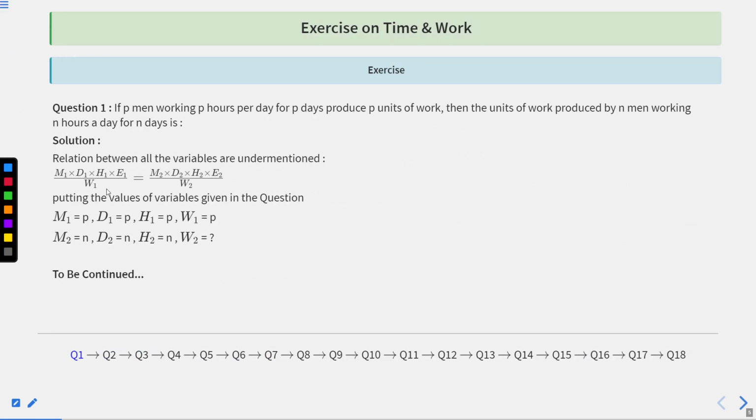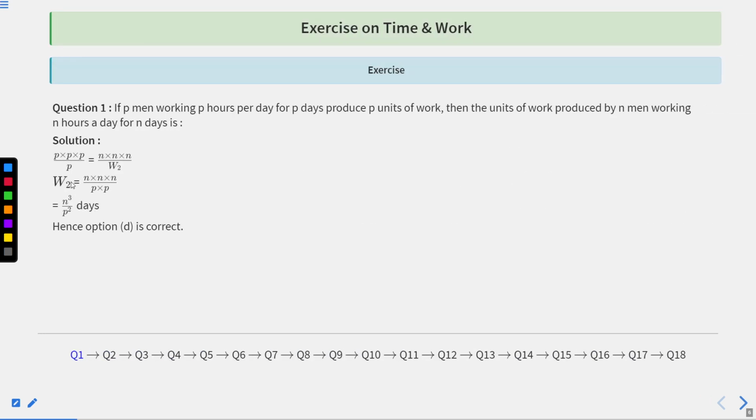So the relation between all the variables is m1 d1 h1 e1 upon w1 equal to m2 d2 h2 e2 upon w2. Putting the values in the question, m1 is given to be p, d1 is p, h1 is p, and w1 is p. m2 is given to be n, d2 is n, h2 is n, and w2 is unknown, which we have to find out.